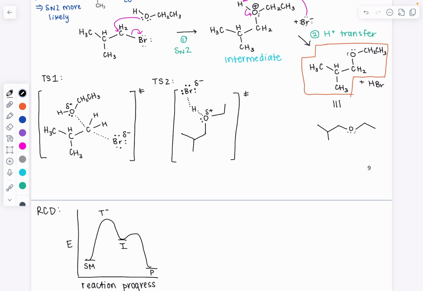So here we have TS1, TS2. This shows step 1, and this shows step 2. And that's all we need for the RCD. If you're asked to label activation energy, there are 2 spaces where you can label that. I'll use purple here. That would be between transition state 1 and starting material. This is activation energy for step 1. Between transition state 2 and intermediate, this is activation energy for step 2.